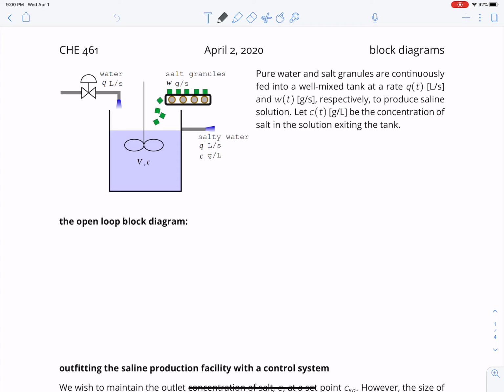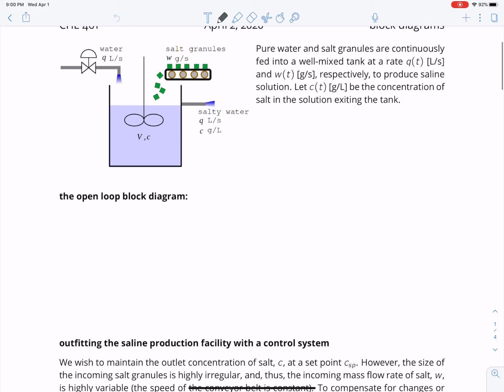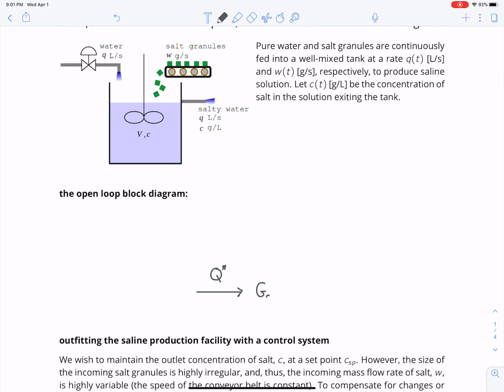So we can design a bit around nature by, for example, changing the volume of the tank. But for the most part, we obviously cannot violate the laws of physics, for example, for how Q and W affect C. So this is what nature gives us. There are two inputs to this process, Q star. That's the flow rate of water in deviation form, and also written in the frequency domain. And then there's a transfer function GQ of S that determines the dynamics of how Q star affects how salty the water is.